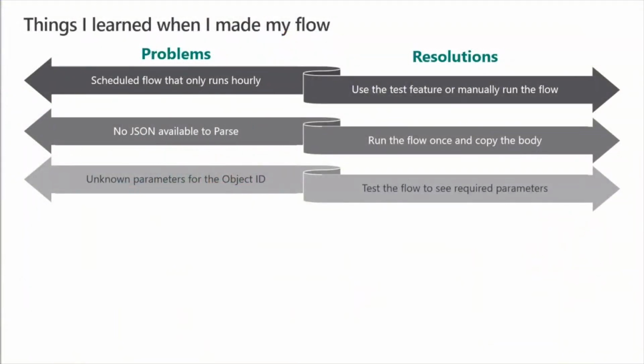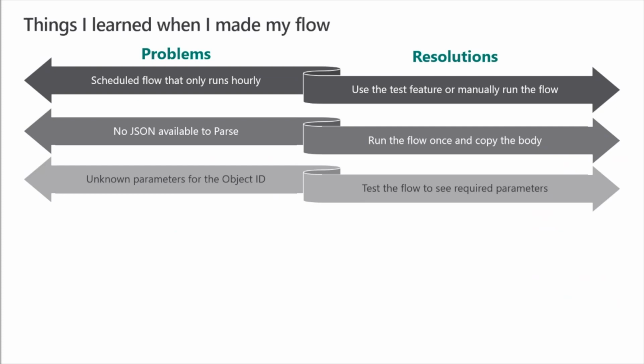The first thing is that in my case, my scheduled flow only runs hourly, and I don't want to sit there and wait for an hour to see if my flow run works. So you can always use the test feature, or you can manually run the flow by clicking on the run icon or the play icon on that particular flow. Otherwise, don't feel like you need to temporarily set it up to run every 1 minute, because you can just run it ad hoc as well by clicking on that play icon or clicking on the test on your flow.